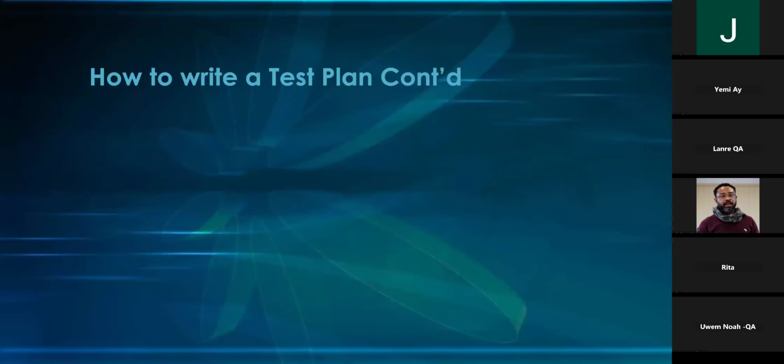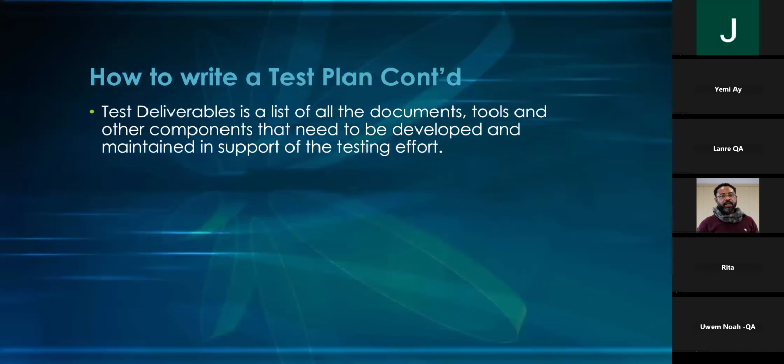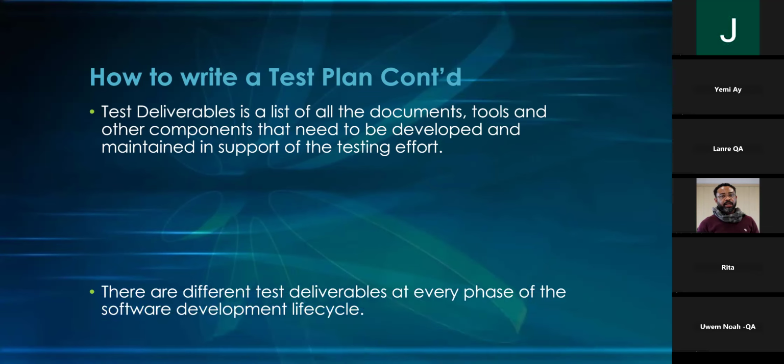So finally, the test deliverable is a list of all documents, tools, and other components that need to be developed and maintained in support of the testing efforts. So that is a test deliverable. All documentation, your test plan, all the tools you are going to use, the accesses, all the components that we need to make sure that this project is a success from a testing point of view, is what is embedded in the test deliverables.